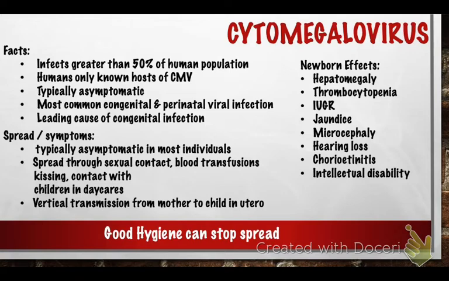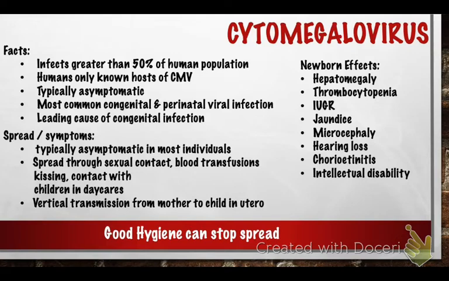Human cytomegalovirus infects greater than 50% of the human population. Humans are the only known host of CMV, which is transmitted via bodily fluids. It is typically asymptomatic in most individuals. CMV is the most common congenital and perinatal viral infection in the world, and this is also discussed in your book on page 724, on table 20.4. You can look at that while you read this section.